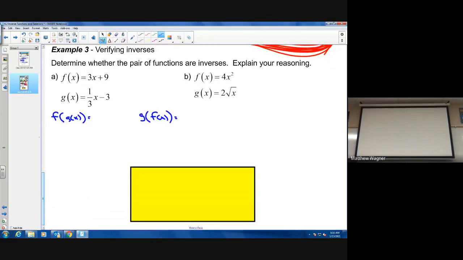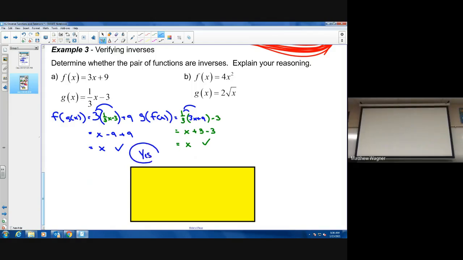All right. So what we do is we take f, and we're going to plug in g, and we're going to simplify. So we distribute, we wind up with x minus 9 plus 9, which is x. That's a good thing. We're going to take g, we're going to plug in f. So we distribute, we wind up with x plus 3 minus 3, which equals x. In this case, yes, they are inverses.